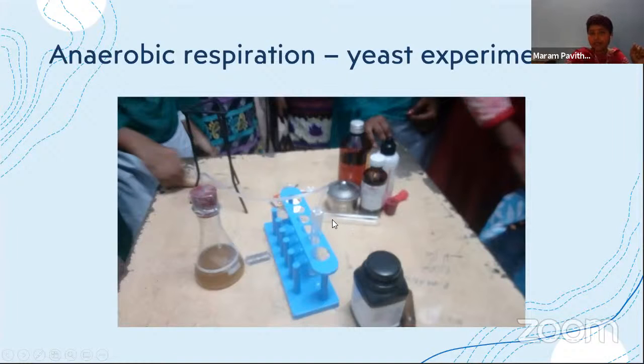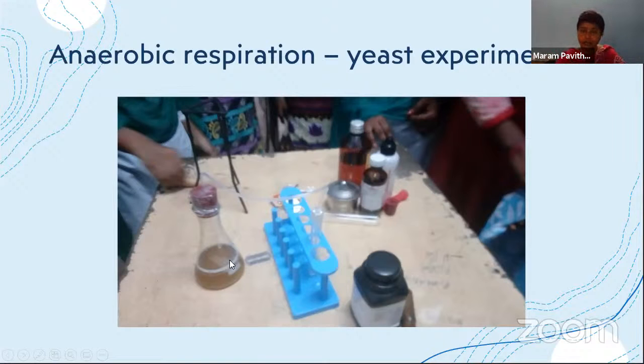The delivery tube: if you have a glass delivery tube in your lab, you can use it. We don't have one in our lab, so we used a pipe. The gases released from the glucose solution can enter the lime water which we poured in this test tube, so we keep this delivery pipe in the lime water. These are the materials required for this experiment, and we also require one Bunsen burner to heat the glucose solution.